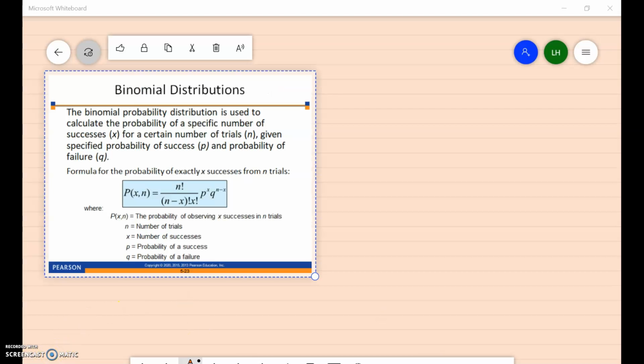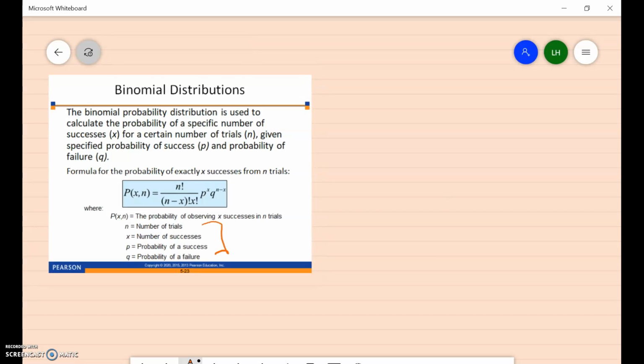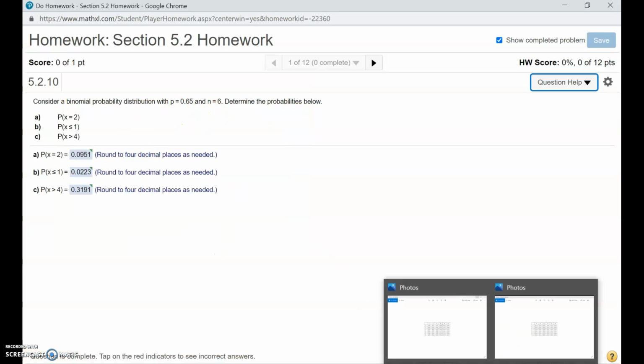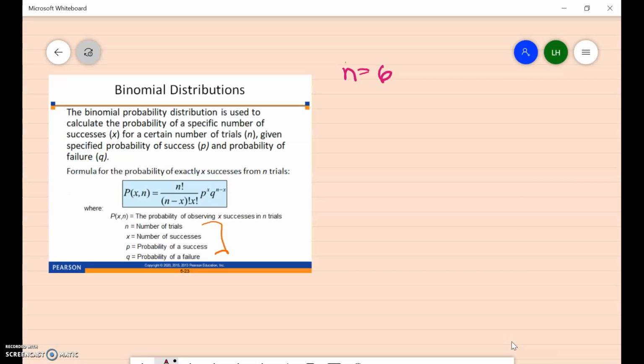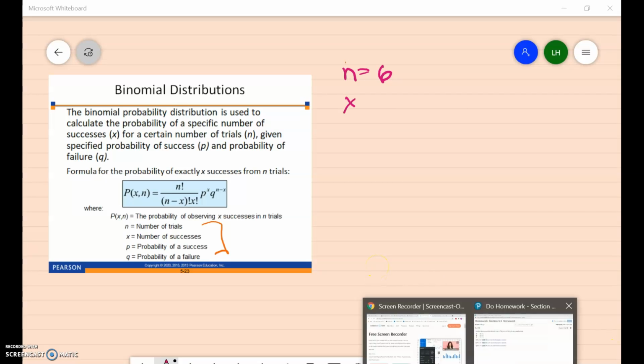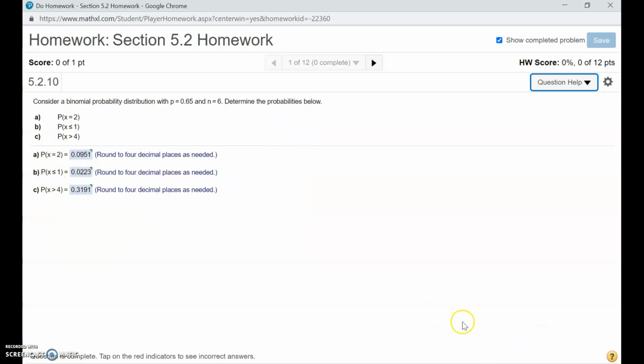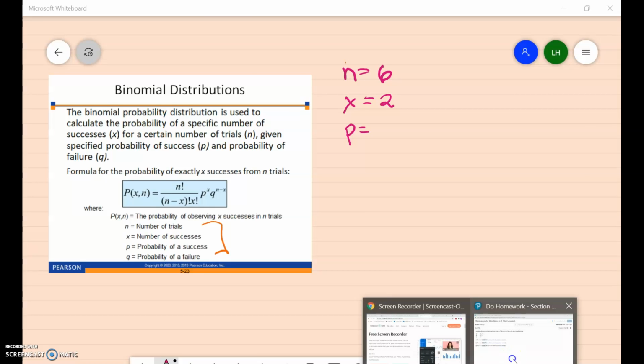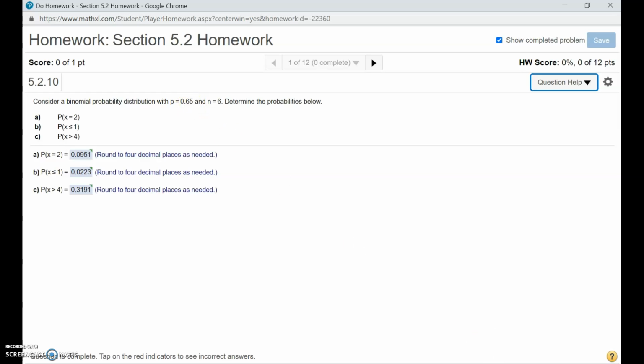When you're conducting a binomial distribution, you have all of these variables, so we have to figure those out first. Let's start with n. N is going to be your number of trials. Here, n is 6. Next is X, the number of successes. For the first problem, we want to know when X is equal to 2. Then we need the probability of success, which is usually given to you, and it is 0.65.